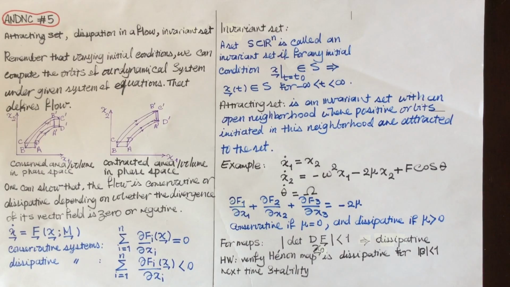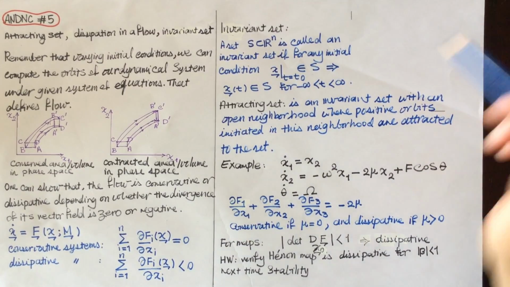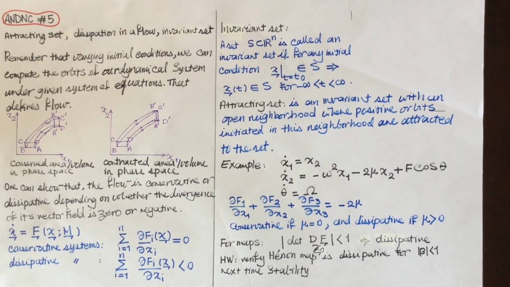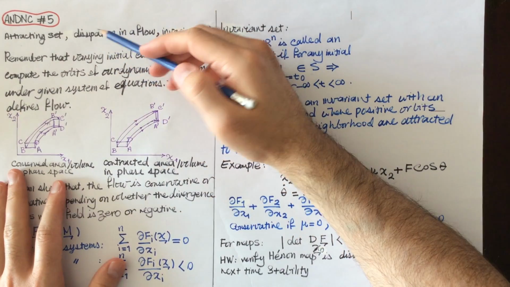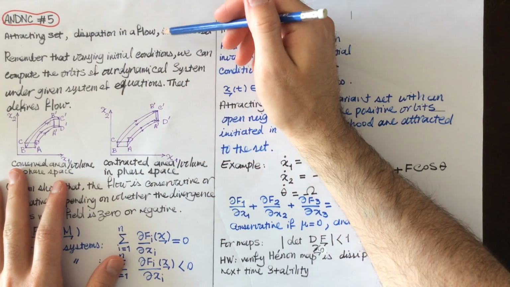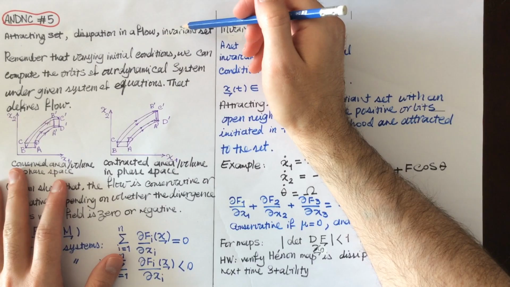All right, this is lecture 5 in applied nonlinear dynamics and nonlinear control. So I'm going to talk briefly about attracting set, dissipation in a flow, and invariant set.